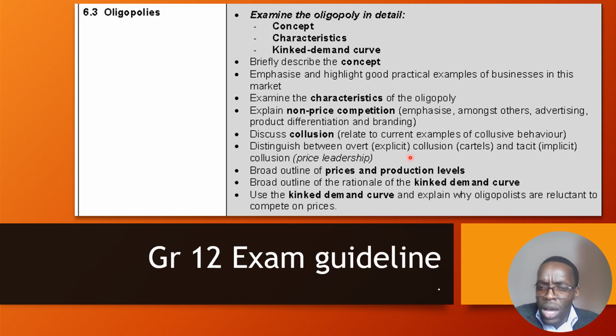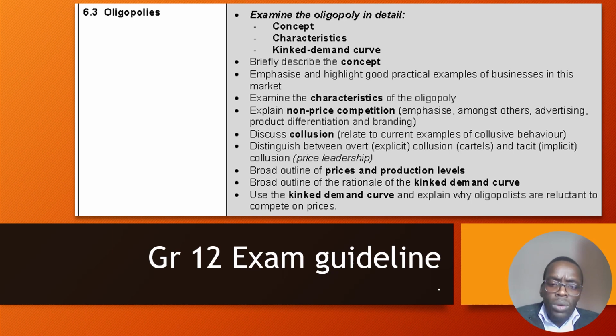The likes of overt or explicit collusion, which is called a cartel, as well as the tacit or implicit collusion, which is called price leadership. And there should also be an understanding of the kinked demand curve and why the firms or oligopolists are reluctant to compete on the basis of prices. This is an extract I've taken from the Grade 12 exam guideline for this year, 2023.